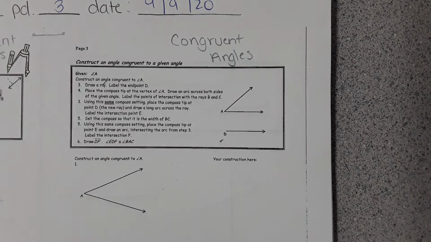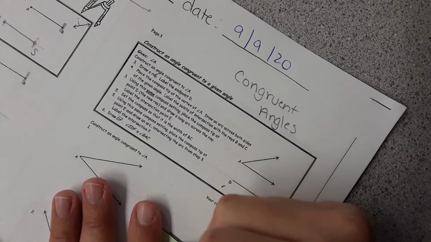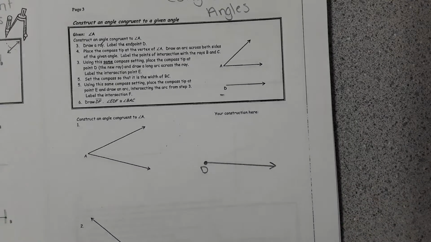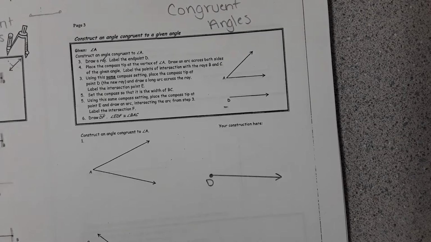So our first step is to draw a ray and label the endpoint of the ray D. So I just used a straight edge. You can use your ID to draw this ray.